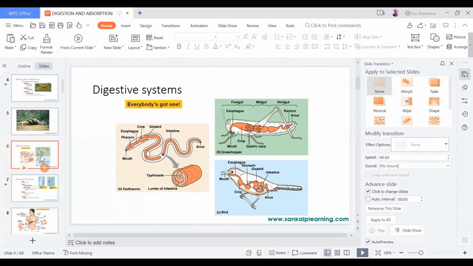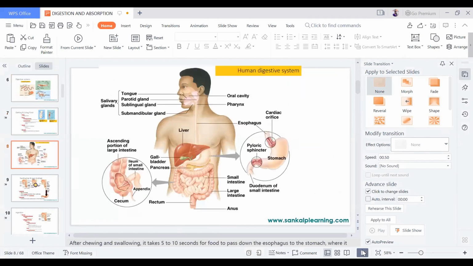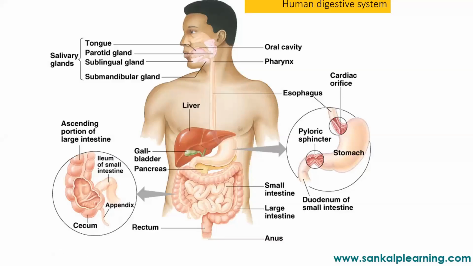We have to focus mainly on the human digestive system. As you can see, this is the human digestive system. The first one is the part involved in physical digestion. Physical digestion means the food is physically cut or broken down into smaller particles. For that we use the tongue and teeth.